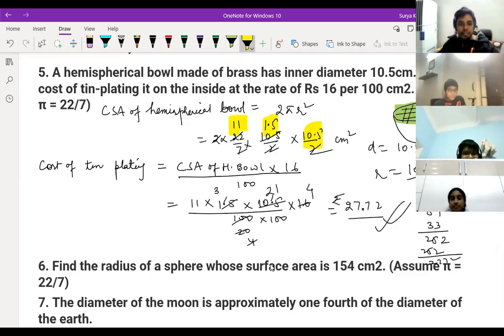Nihar, where are you making a mistake? Sir, I got the same answer, sir. Then you are saying some different answer. I told you, I got the same answer.